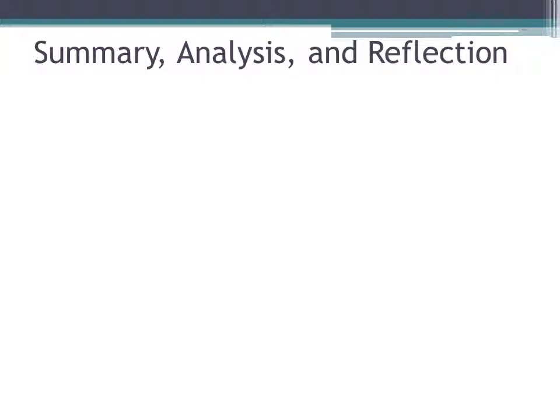So the final section of your Cornell notes is called the Summary, Analysis, and Reflection section. It comes at the very end of your Cornell notes. So on the sheet that you would be writing on, it would be at the very bottom of the second page, and it would look something like this.